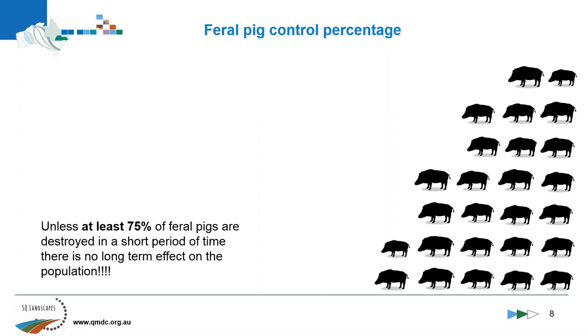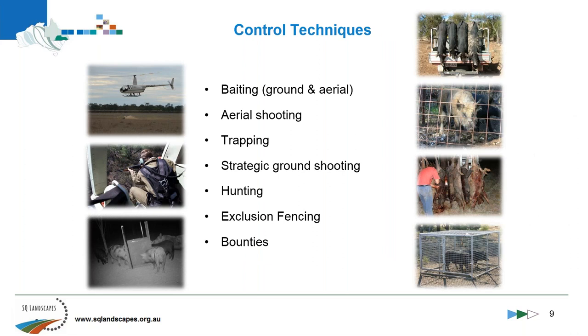Unless we get that 75%, we don't get that impact that we want because they breed second to rabbits and they just refill. They just come back, and that disengages people. People lose trust and faith that they can actually knock those animals out. So the control we do needs to be smart, strategic, and at a level that takes out enough feral pigs to have that impact. There they are. They're the control techniques: baiting, aerial shooting, trapping, strategic ground shooting, hunting, exclusion fences, and bounties. In my opinion, they are in order of effectiveness.